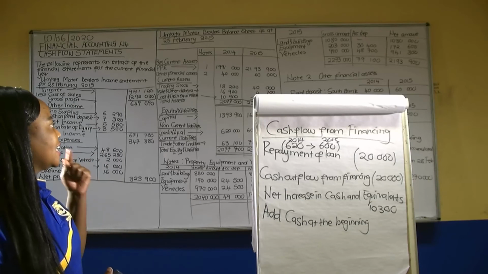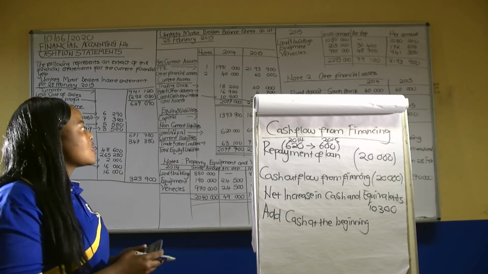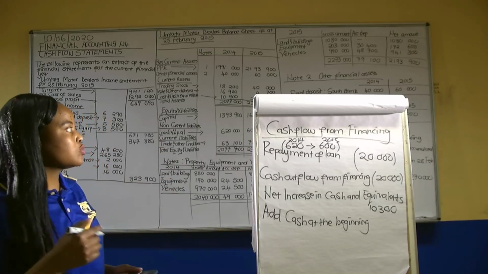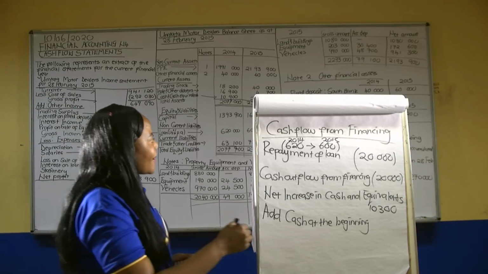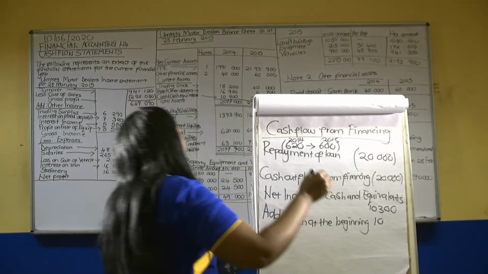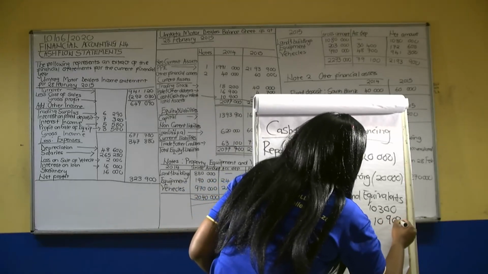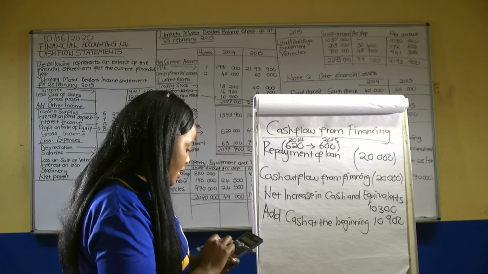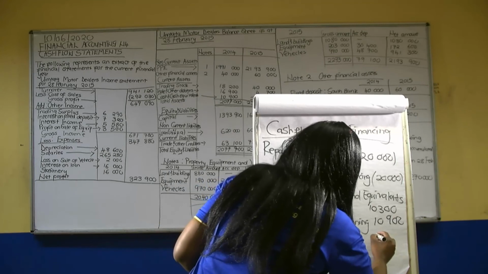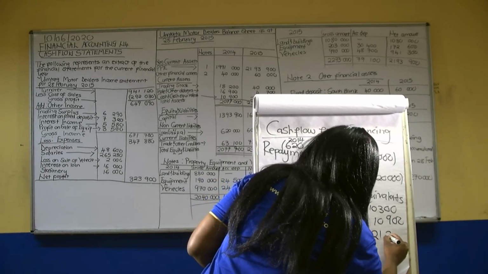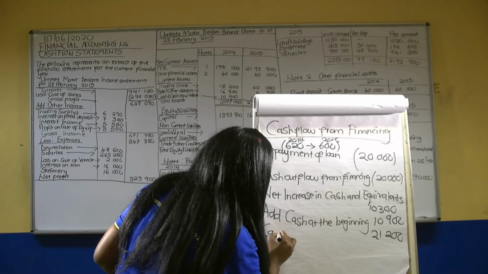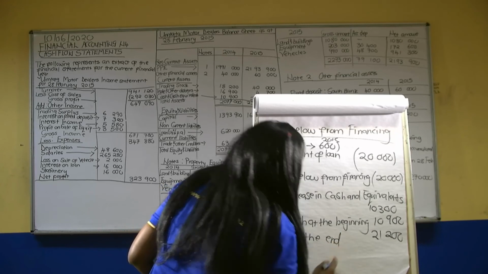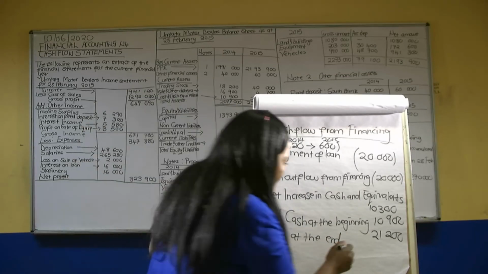Cash at the beginning, you get it under your note number 3, which says cash and cash equivalent. We discover that your bank balance for 2014 was 10,900, while for 2015 it was 21,200. So your bank balance at the beginning was 10,900. You say 10,300 plus 10,900. You discover that you get your cash at the end, which is 21,200.